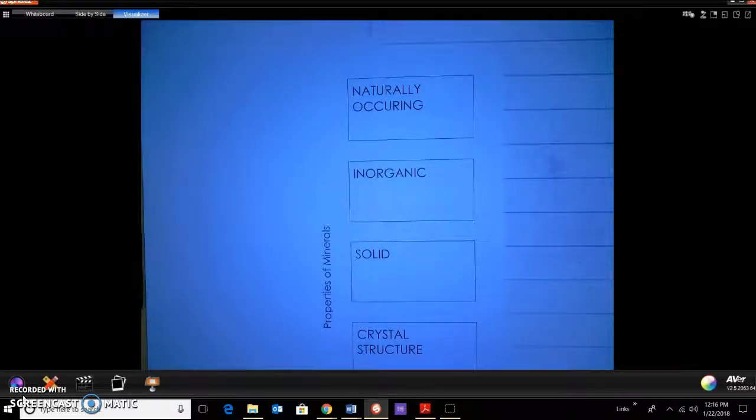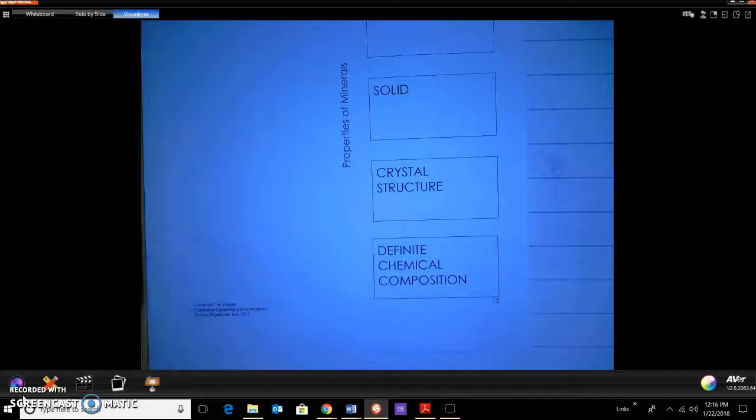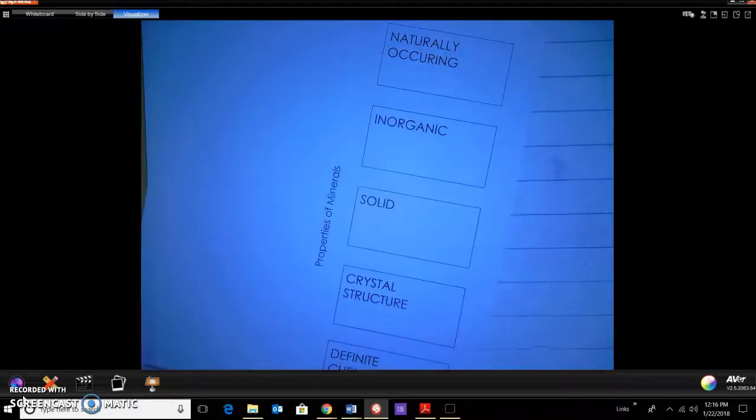Well, one thing you can do is put it through a series of tests and see if it's naturally occurring, if it's inorganic, if it's a solid, if it has a crystal structure, and if it has a definite chemical composition in order for it to be a mineral. So what we're going to do today is I'd like you to work along with me.